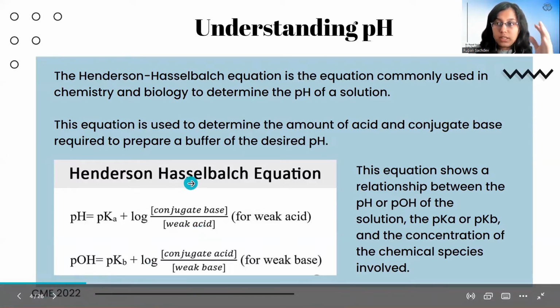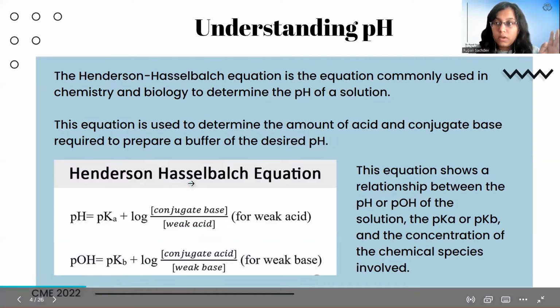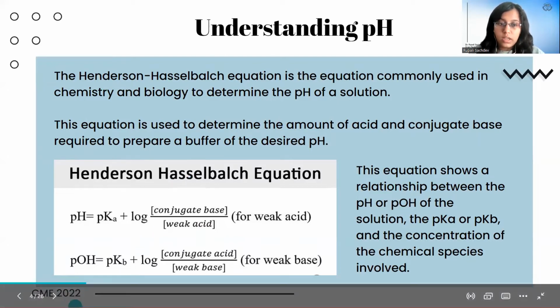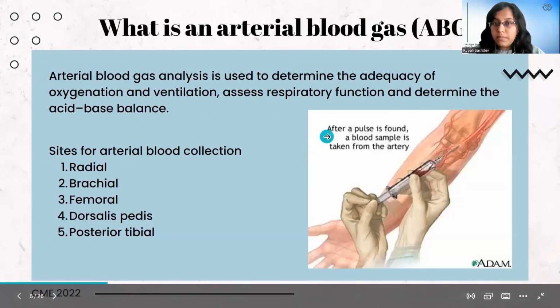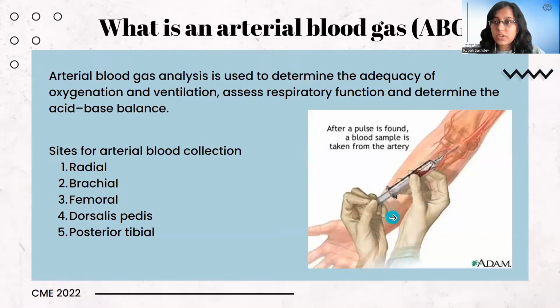Okay, so this is what your homeostasis is, and this is what pH is. Now, what is ABG? ABG is an investigation that we do to determine the oxygenation of a patient, the ventilation, basically if the oxygen is reaching the body, if they're able to ventilate, breathe properly. We assess respiratory function and we determine acid-base balance. So it's a very important investigation that you send that does multiple things at once, if you know how to interpret it correctly.